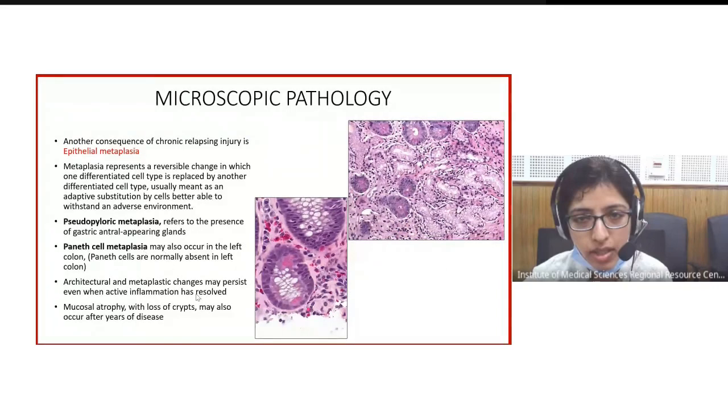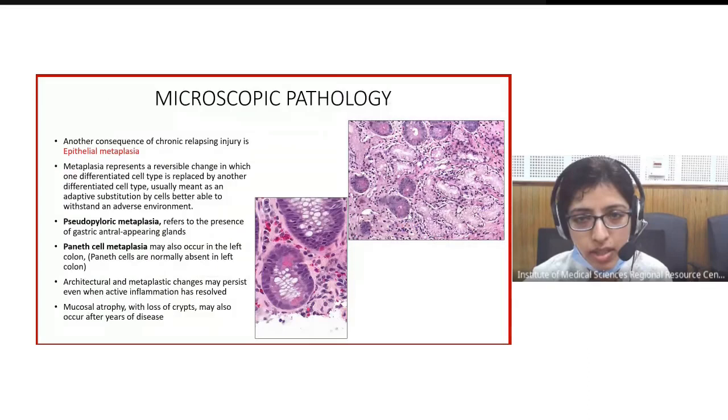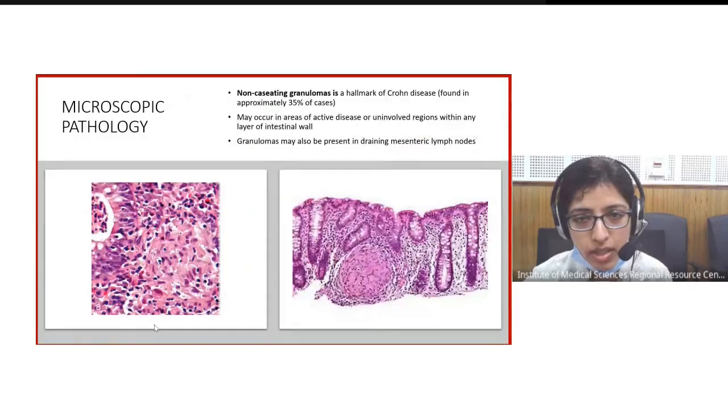So architectural and metaplastic changes may persist even when the active inflammation has resolved. Again, this is a feature of chronicity. We may not be seeing an active inflammation going on, but we can say that this is a patient of inflammatory bowel disease on the basis of these features. When metaplasia is taking place and there is architectural distortion, these features of chronicity are present, and this patient may be suffering from inflammatory bowel disease. Then mucosal atrophy and loss of crypts may also occur after years of disease.